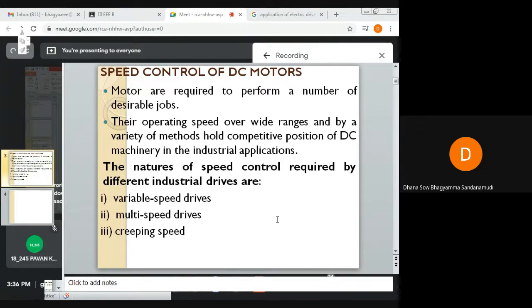The ability of the DC motor to adjust its operating speed over wide ranges and by a variety of methods is one of the important reasons for the strong competitive position of DC machinery in industrial applications. So DC motors are widely used in industrial applications. Why? Because of their wide range of operating speeds, by different methods at different speeds we can use DC motors. Therefore they have a strong competitive position in industrial applications.